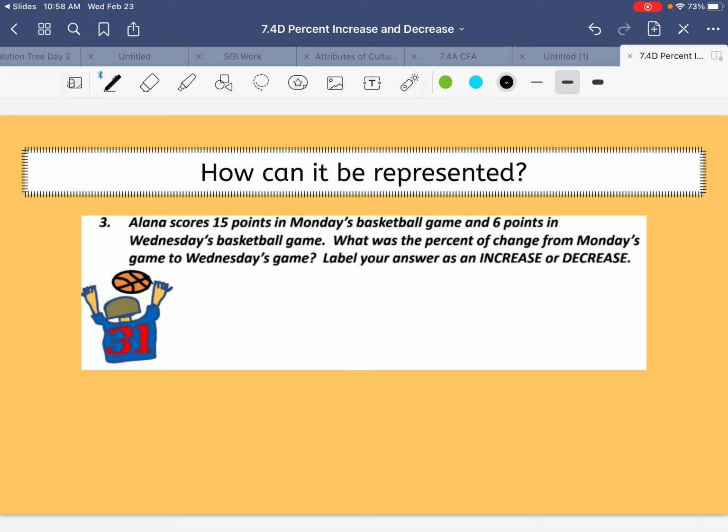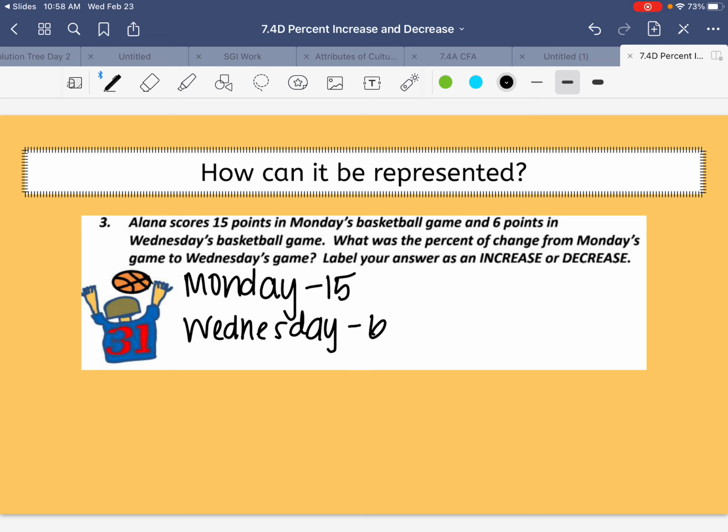So I'm already seeing that Monday, she was at 15. And then on Wednesday, she was at 6 points. So she went from 15 to 6. So I know that I decreased here, but I need to find my amount of decrease. Going from 15 to 6, I decreased by 9. So this 9, that's how much I changed. So I changed 9 comparative to the original of 15.